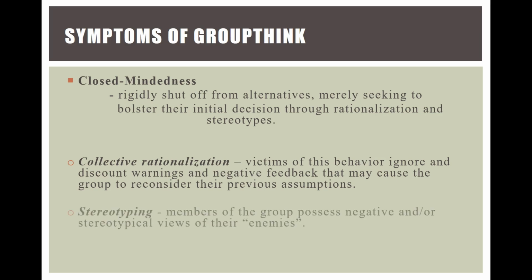The second one is stereotyping. This is when members of the group possess negative or stereotypical views of their enemies. This is what really affects a group's decision, because the group's underestimation of their enemies causes the failure of a group to function.